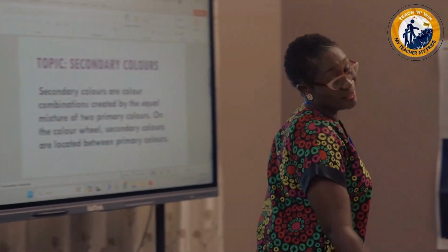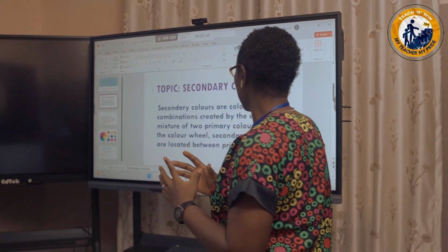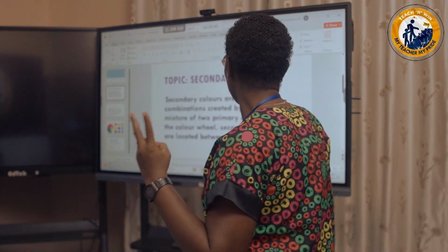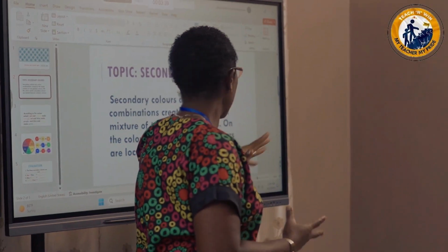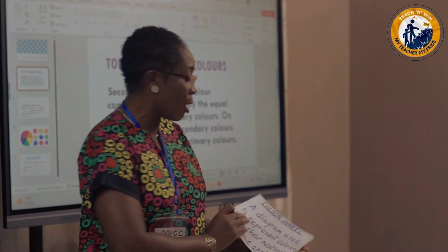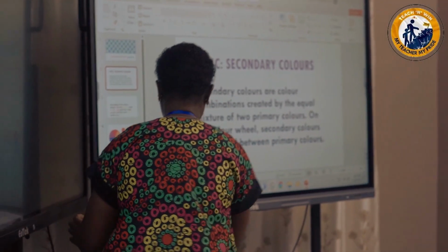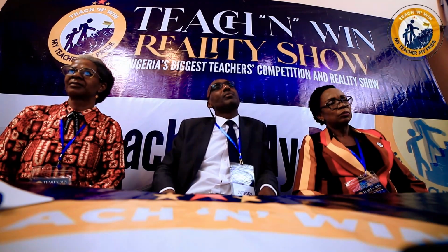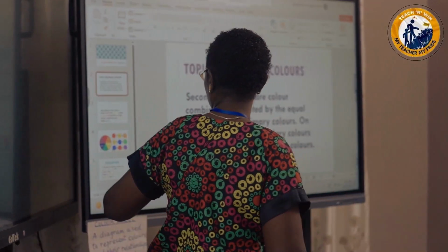What are secondary colors? We say that secondary colors are color combinations created by equal mixture of two primary colors. Then on the color wheel, secondary colors are located between primary colors. So the key word there is what? Color wheel. The color wheel is a diagram used to represent colors and their relationships with one another.